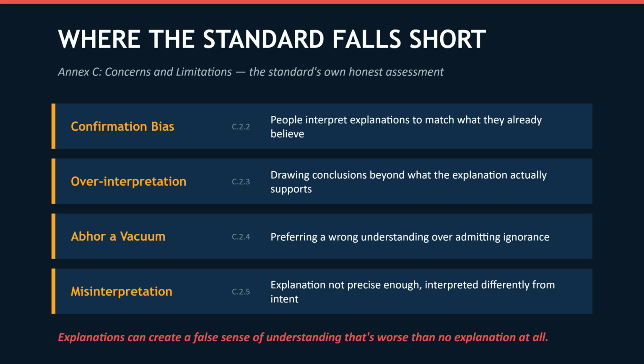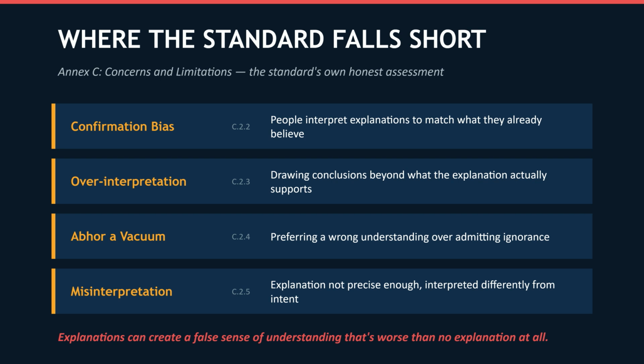What the standard calls a bore a vacuum: humans would rather have a wrong understanding than admit they don't understand. And misinterpretation: the explanation isn't precise enough and gets read differently than intended. The standard also warns about what it calls placebo explanations, explanations that look impressive with lots of numbers and charts, but don't actually reflect what the AI system did. The mere presence of numbers in an application creates unwarranted trust, even when those numbers are meaningless.